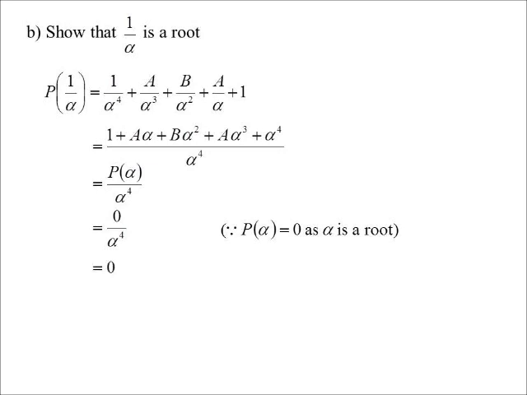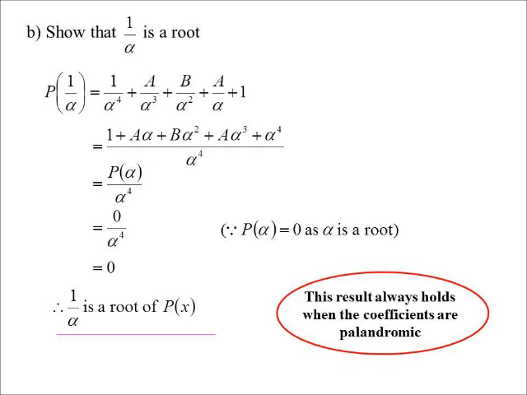Thus, polynomial at 1 on alpha is equal to 0. So for this equation, every time we see alpha as a solution, 1 on alpha has to be a solution as well. Okay. So every time alpha is a root, 1 on alpha is going to be a root as well. In fact, that particular result will always hold true when you notice the coefficients of the polynomial are palindromic. That'll always be true, that if alpha is a root, 1 on alpha will also be a root.